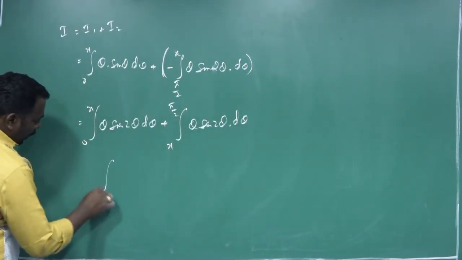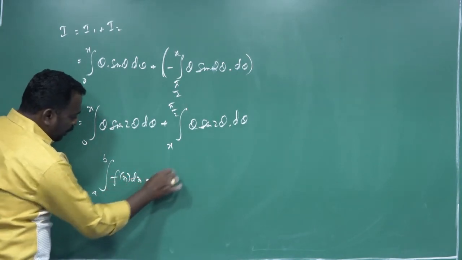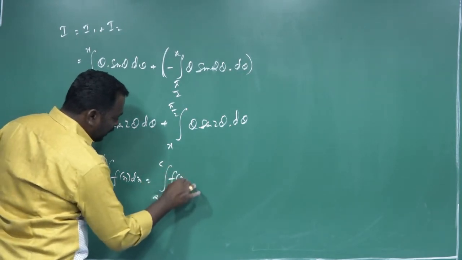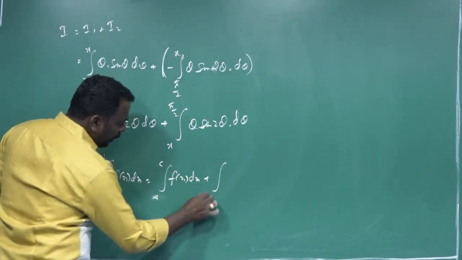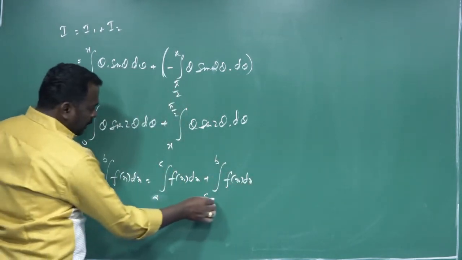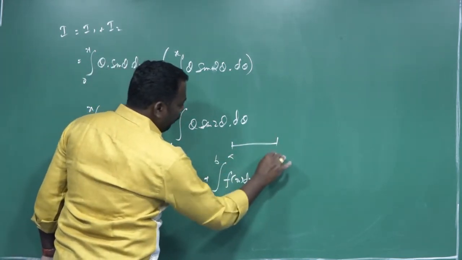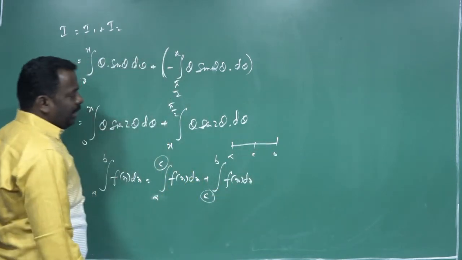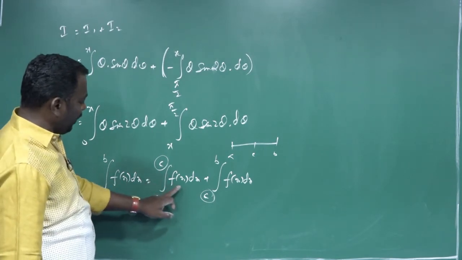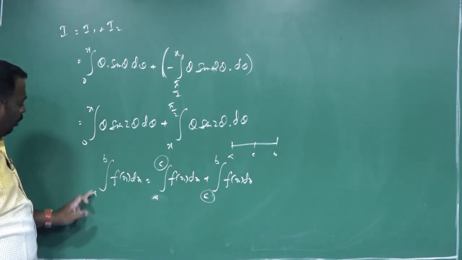Now we apply the integral formula: the integral from a to b of f of x dx is equal to the integral from a to c of f of x dx plus the integral from c to b of f of x dx. One value between the interval is called c. Therefore, splitting into two intervals, a to c plus c to b of f of x dx, we can combine them into the integral from a to b of f of x dx.